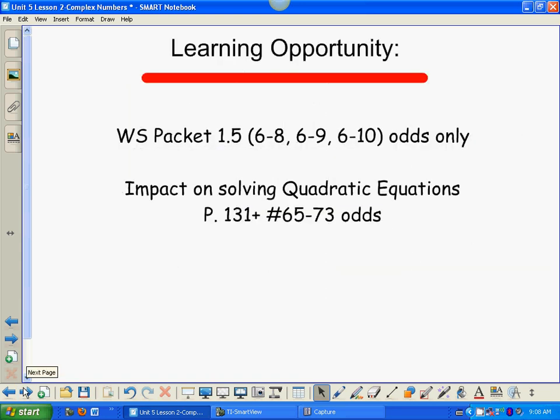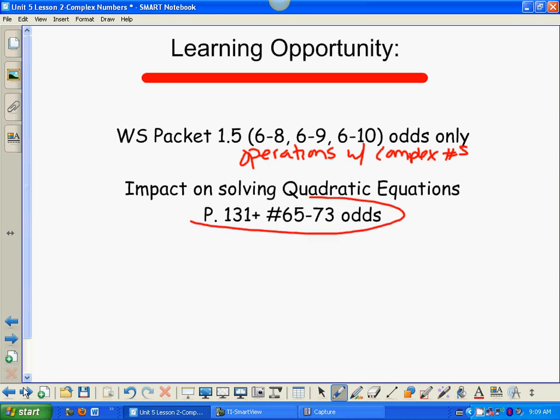All right, friends. So I have a packet that the sub should have, or you could have printed it off from the internet. Packet 1.5, only do the odds. And that is going to be all of your operations with complex numbers. Then you need to go back to 131, and you need to go to 65 to 73 odd and solve some equations that deal with imaginary solutions.